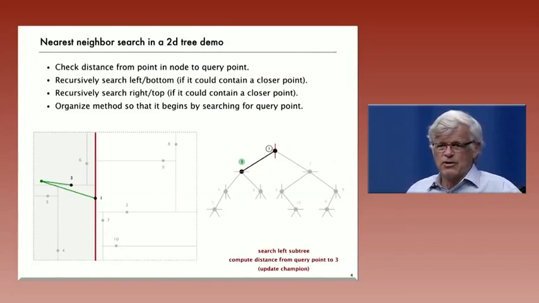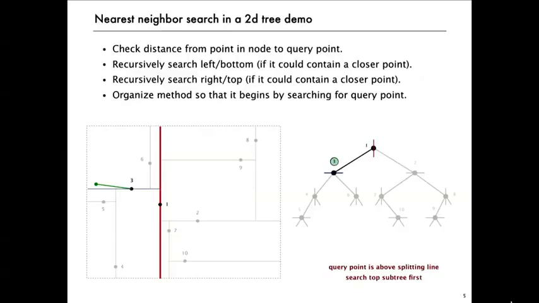But anyway, starting at point 3, as far as we know, we're going to have to look at both subtrees. So sometimes we look at both subtrees, but as we get closer and closer, we only look at one. So let's look at point 3 now. Again, go towards the query point, so we'll go to the top first, and that takes us to 6. 6 is not any closer than 3 was, so that's not going to update our champion.